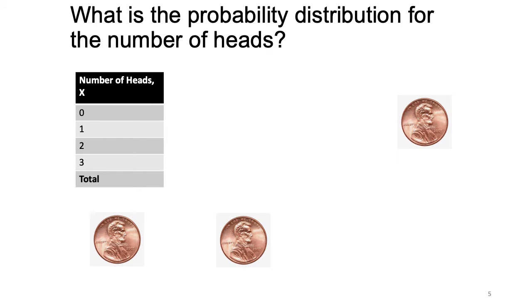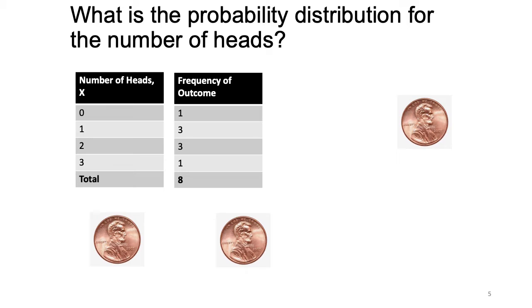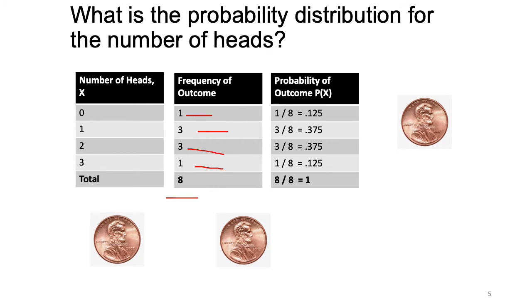Here's a listing of all of the numbers of heads we could see in terms of the outcomes. So 0, 1, 2, and 3. What's the frequency of the outcomes? In the previous chart we saw that 0 heads can occur once out of the 8 possible outcomes. 1 head occurs 3 times out of the 8 possible outcomes. 2 heads occurs 3 times, and 3 heads occurs 1 time, for a sum of 8 possible outcomes.